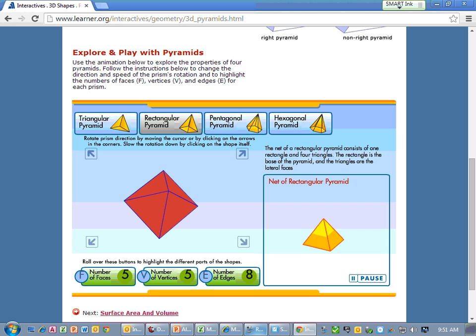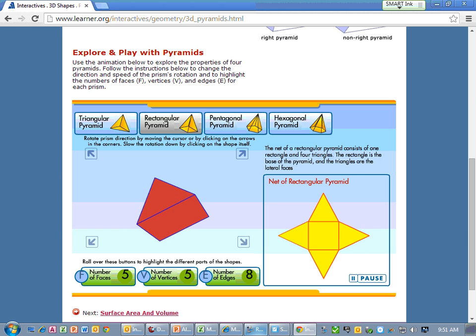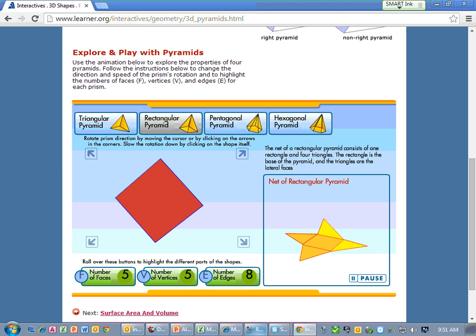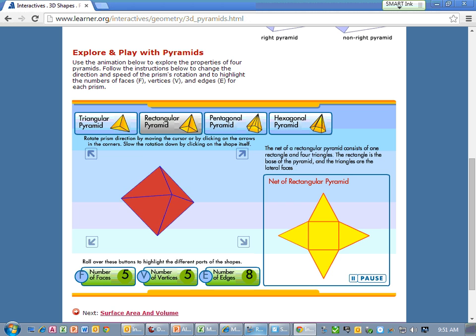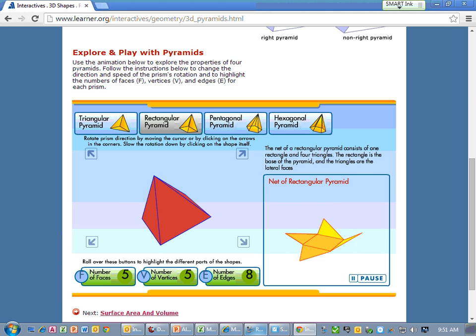Okay, so this is a pyramid floating around here in space. Okay, there's all kinds of different pyramids floating in space. Okay, and so notice the pyramids.